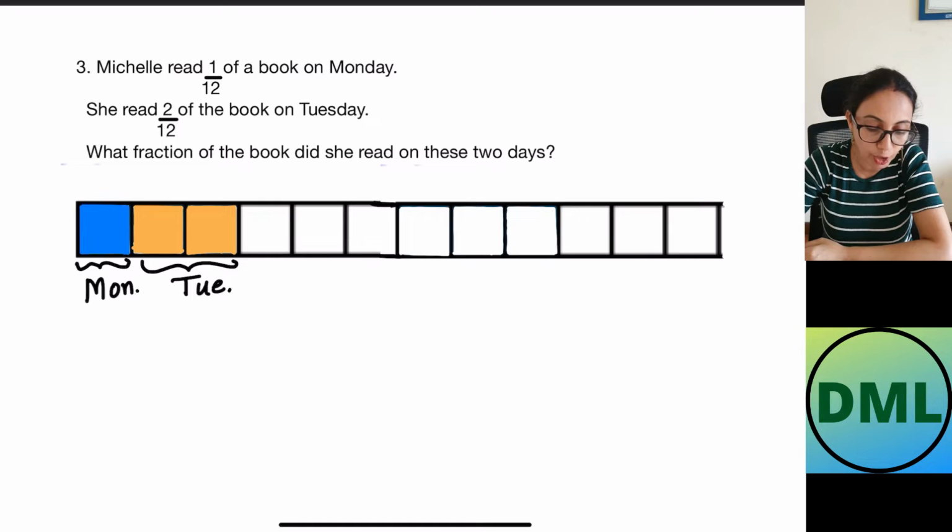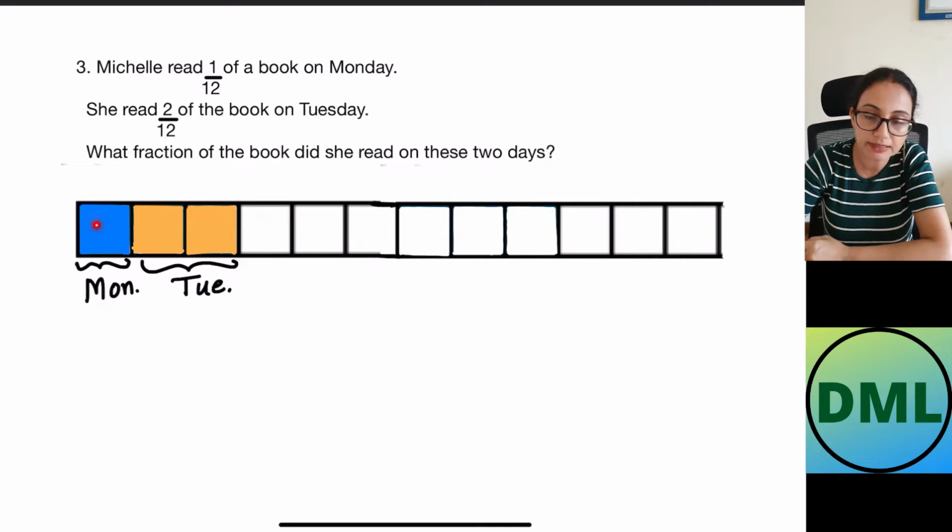So let's see how many parts she read on Monday. First I look for how many total parts I have. 12, right? So there are 12 parts. Out of 12 parts, how many parts did she read on Monday? 1 part, right? As you can see, 1, 2, 3, 4, 5, 6, 7, 8, 9, 10, 11, 12. I have made 12 boxes. Out of that, 1 part, as you can see that is blue, she read on Monday.